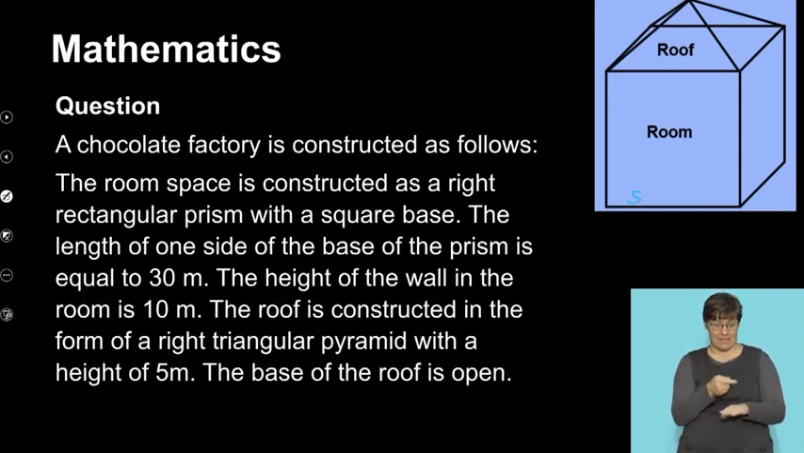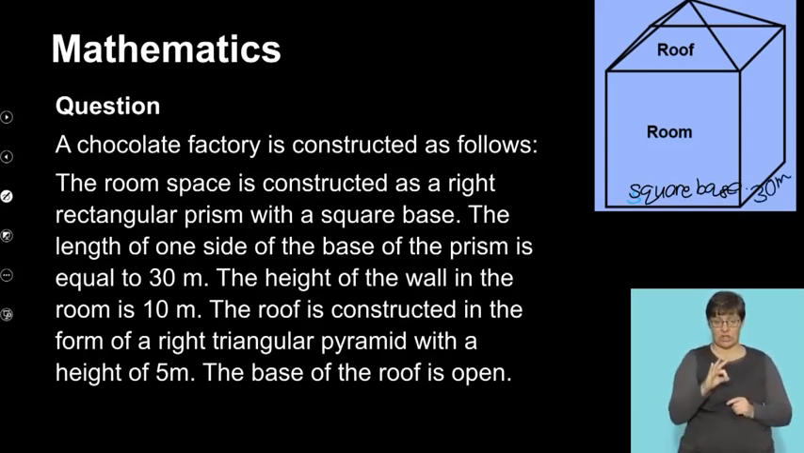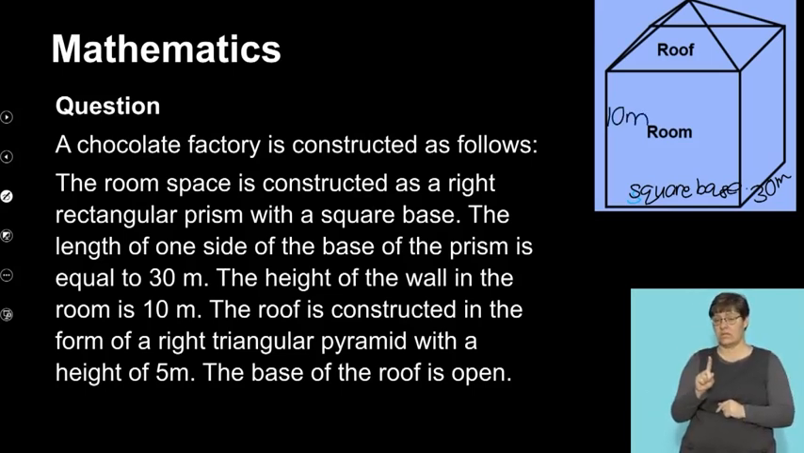Let's change my color so you can see. So we know that we've got a square base, which is where each side is 30 meters. So we know that all of these lengths for the square base will be 30 meters. The height of the wall in the room is 10 meters. And the roof is constructed in the form of a right triangular pyramid with a height of 5 meters. So we know that the height of this particular roof is 5 meters.